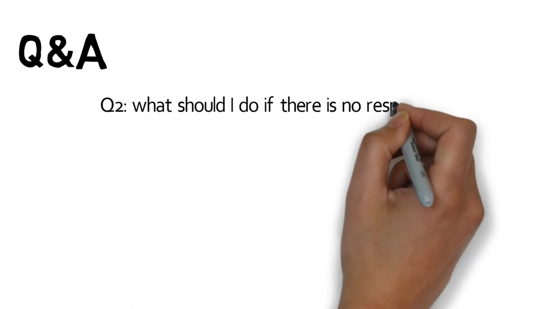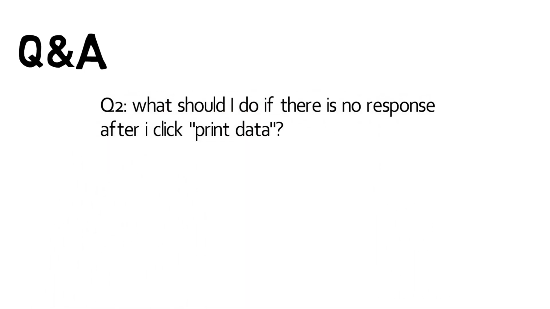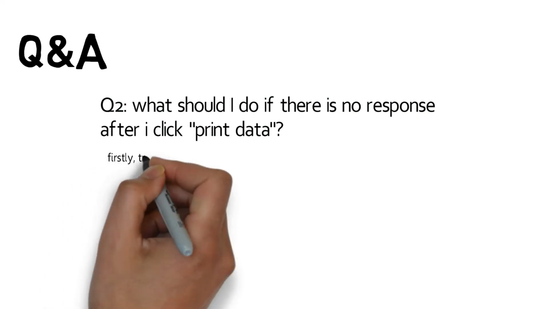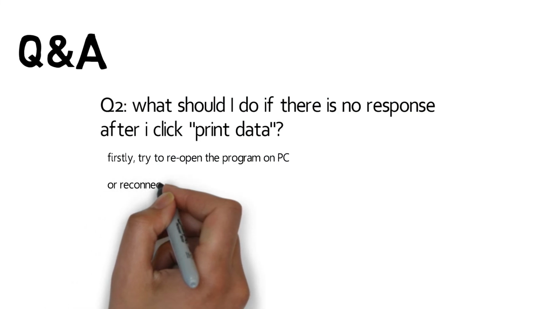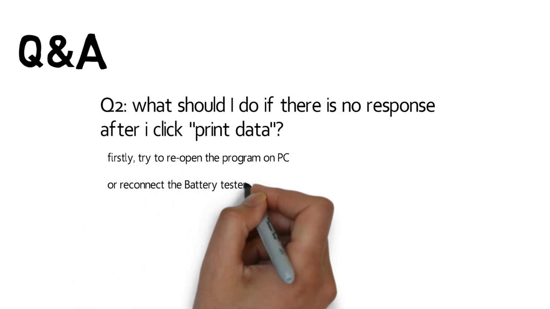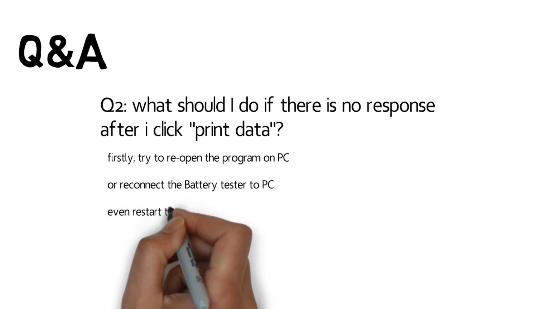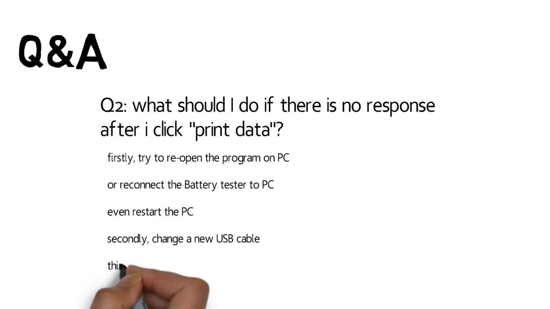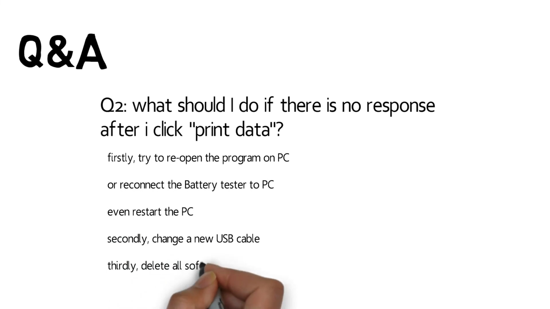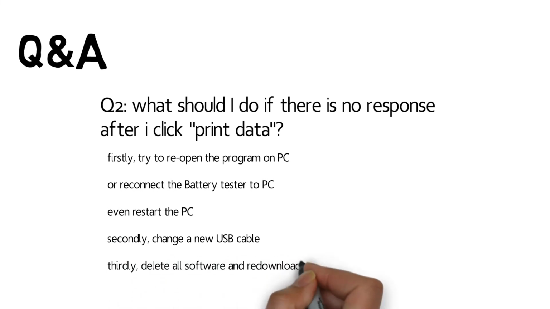Question 2. What should I do if there is no response after I click Print Data? Firstly, try to reopen the program on PC. Or reconnect the battery tester to PC. Even restart the PC. Secondly, change a USB cable. Thirdly, delete all software and re-download again from Google Drive.